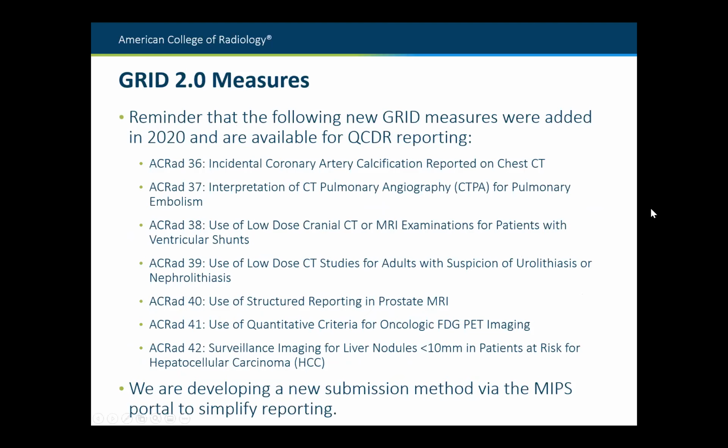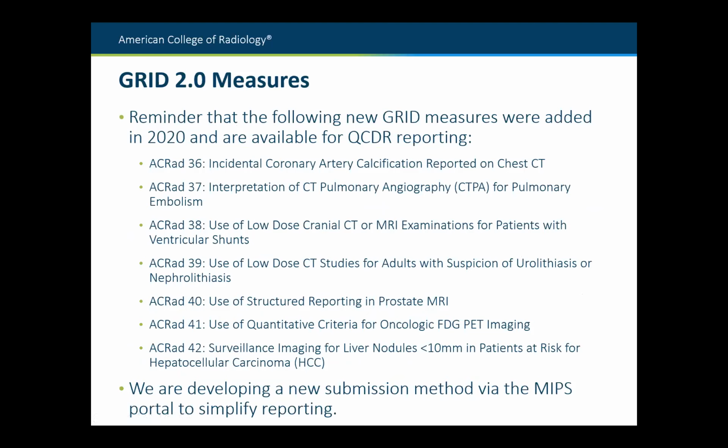Now, on the bright side, I want to remind everybody about the GRID 2.0 measures. We added these last year, and we had quite a few people start submitting a handful of these around the end of the performance year. And hopefully we can get even more submitting them this year. But these measures were added to the GRID registry and are also available for the QCDR. So you can get credit for MIPS for these measures.